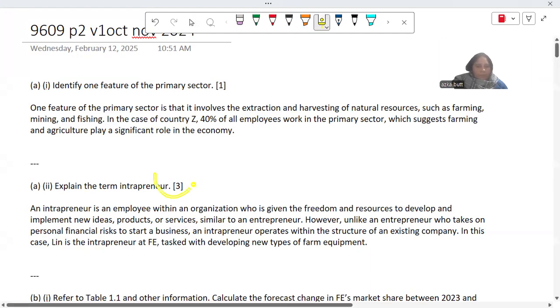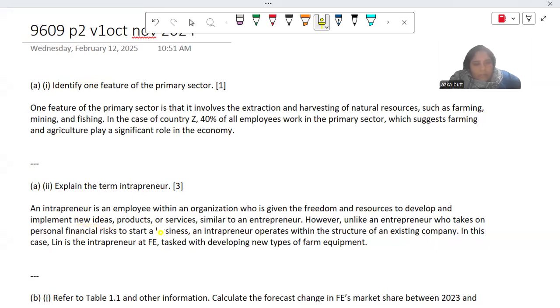In this three marker question, explain the term entrepreneur. So first of all, you need to define what it means. An entrepreneur is an employee within an organization who is given the freedom and resources to develop and implement new ideas, products, or services similar to an entrepreneur. However, unlike an entrepreneur who takes on personal financial risk to start a business, an entrepreneur operates within the structure of an existing business. And in this case, Lynn is an entrepreneur.